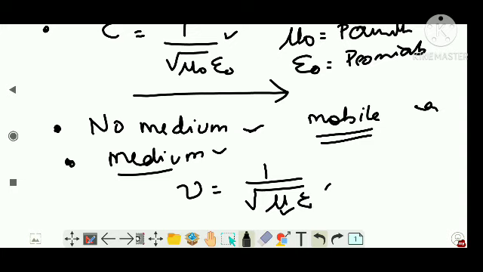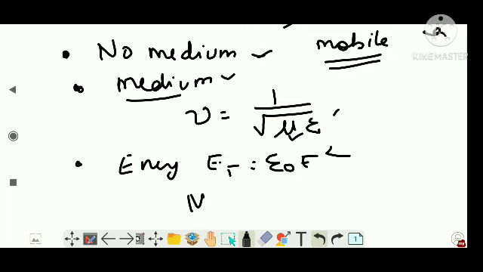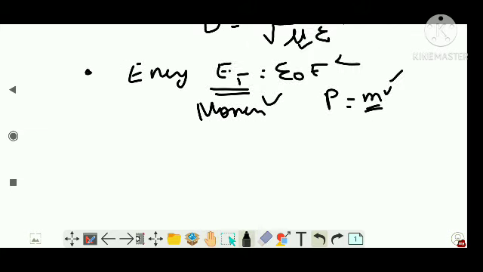Clear? Now, the next property of EM waves is that EM waves carry energy, right, as you found, which is Et, energy per unit volume, equal to epsilon naught E square, and also it is having momentum. If it has energy, then obviously it has momentum, because momentum is mass into velocity. So particle nature, mass is there, velocity, the speed with which it is moving. Clear?